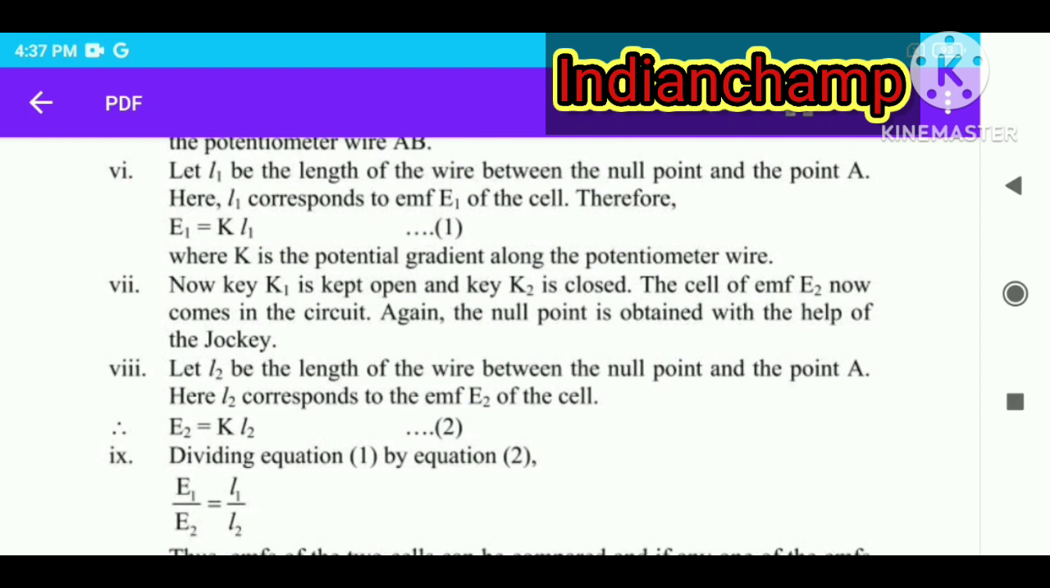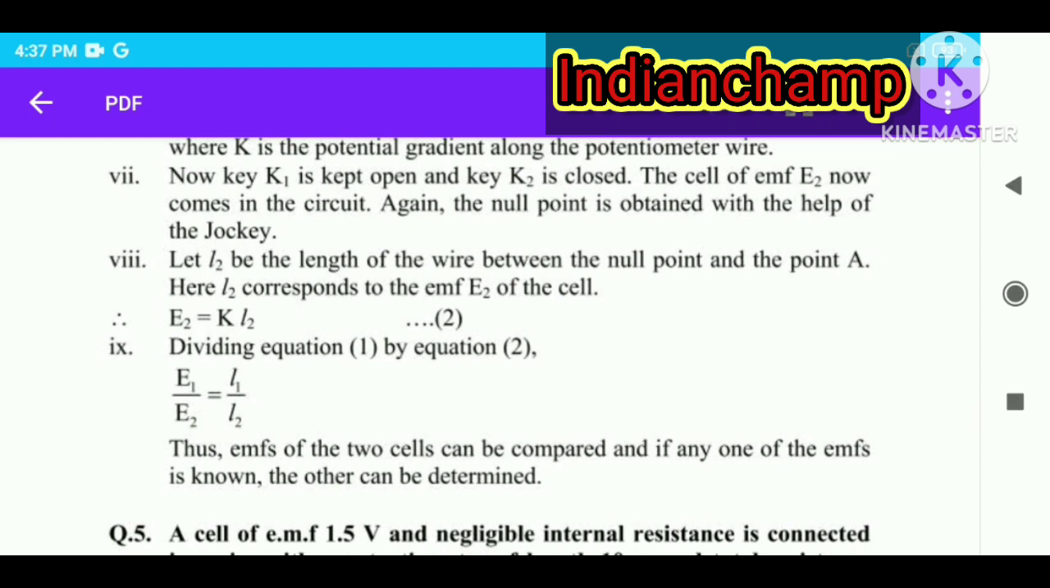Seventh, now key K1 is kept open and key K2 is closed. The cell of EMF E2 now comes into the circuit. Again, the null point is obtained with the help of the jockey. Eighth, let L2 be the length of the wire between the null point and point A. Here L2 corresponds to the EMF E2 of the cell. Therefore, E2 is equal to K into L2, equation second.